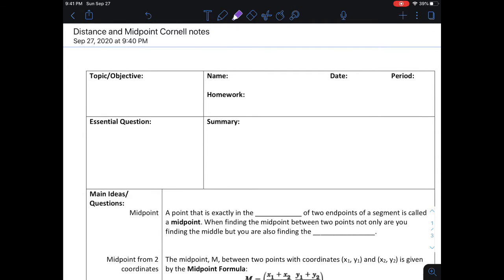Okay, this is the distance and midpoint Cornell notes. So in the previous video, we were talking about segments and segment addition postulate, things like that. Now we're going to talk about how to basically apply that to a coordinate plane.